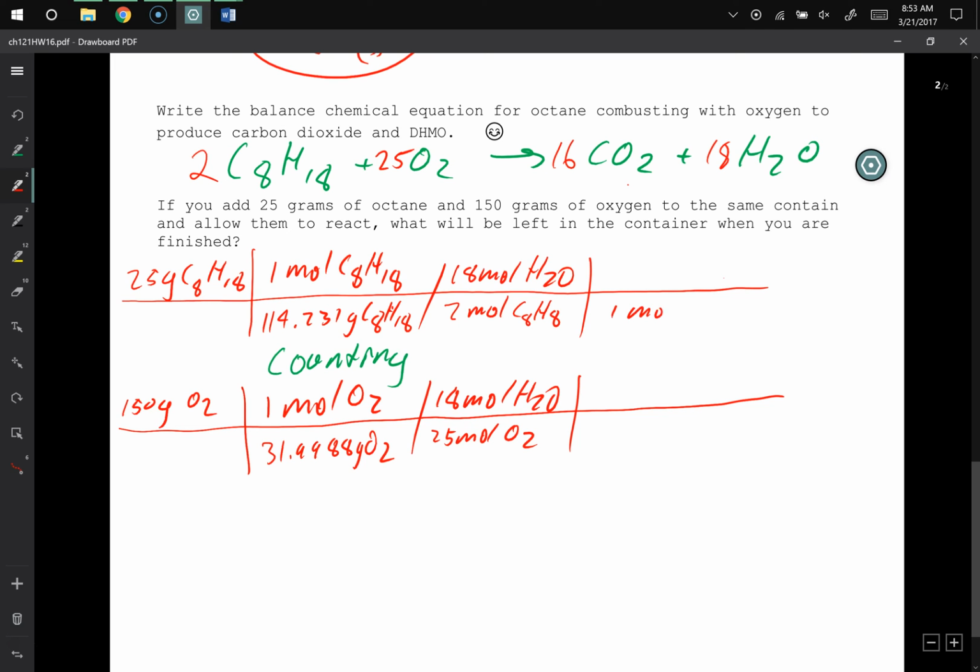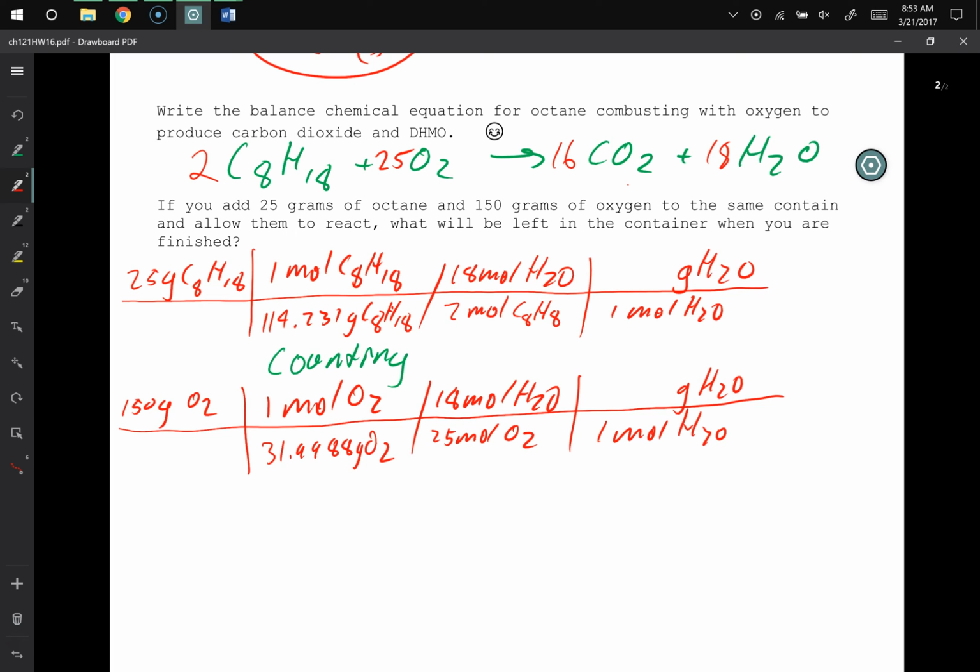And then for every 1 mole H2O, grams H2O. So 15.9994 plus 1.00795 times 2 gets 18.0153. Okay, so that times 18 divided by 2 divided by 114 times 25. So 35 grams H2O.